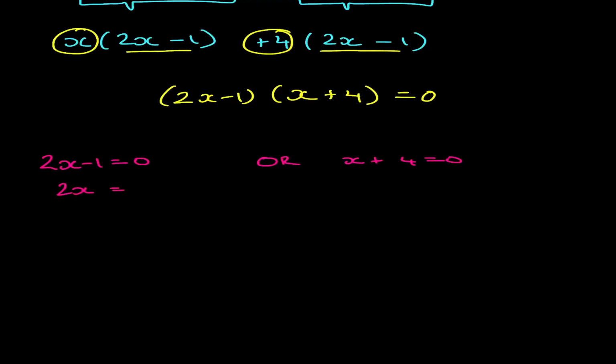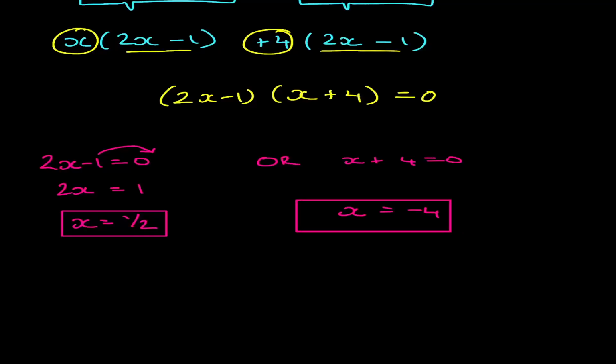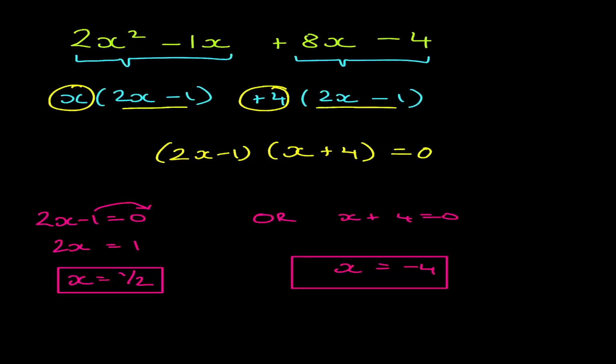If you rearrange this, you bring the 1 across, so 2x equals 1, x equals a half, so that's one of your solutions. If you rearrange that other one, x just equals negative 4. So good work if you're able to follow that and understand that through.